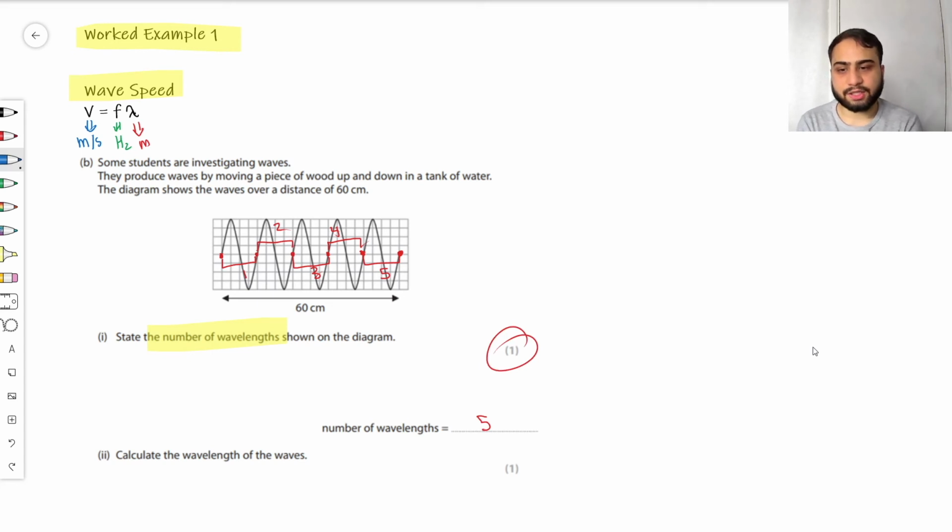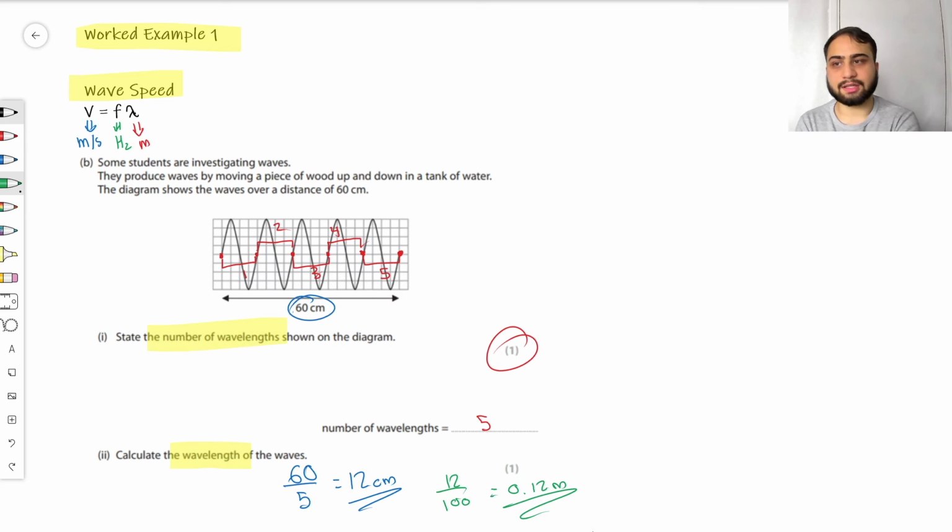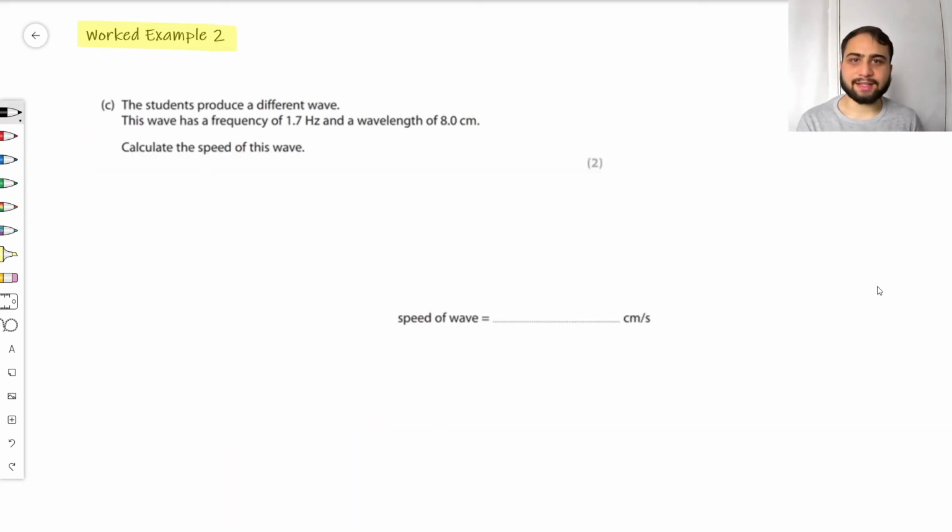Now the next question, calculate the wavelength of those waves. Okay, so the number that we're given here for the entirety of the waves is 60 centimeters. And we know that we have 5 waves. So all we do is divide 60 by 5, and that gives us 12 centimeters for the waves. But wavelength is given in meters, so we do 12 over 100, and we get 0.12 meters. And that's our answer for wavelength. And that's it done. Now let's have a look at our second worked example.